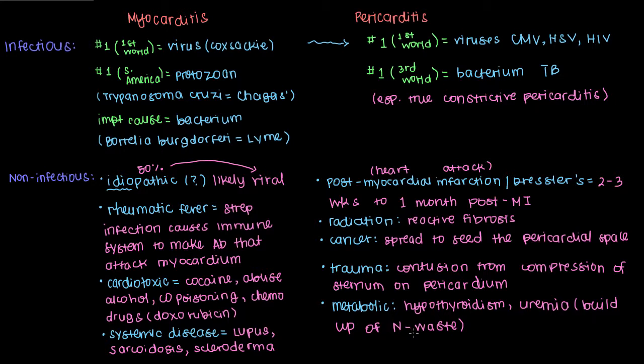But in folks that are on dialysis with end-stage renal disease or chronic kidney disease, their kidneys don't work. And so they rely on dialysis to get rid of these waste products. If they skip a dialysis session, then maybe these nitrogenous waste products can build up and irritate the pericardium, leading to what's called a uremic pericarditis, which is something that's treated with dialysis. You get rid of the nitrogenous waste, you get rid of the uremia, you get rid of the pericarditis.